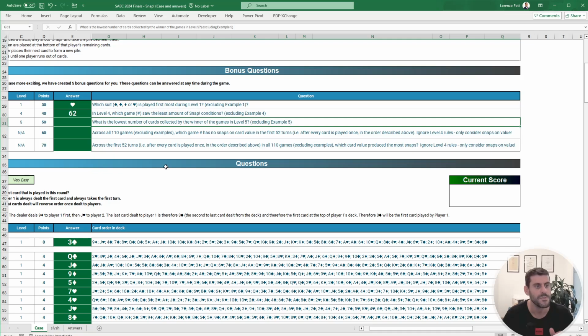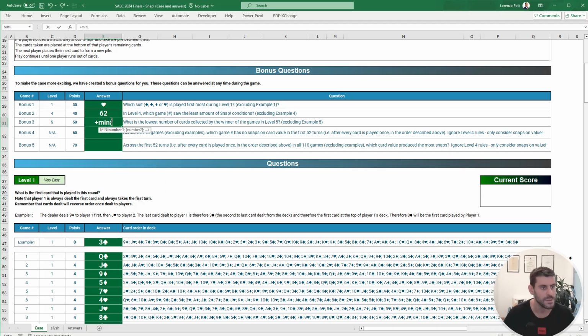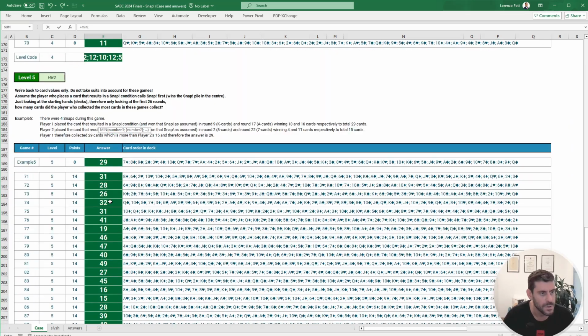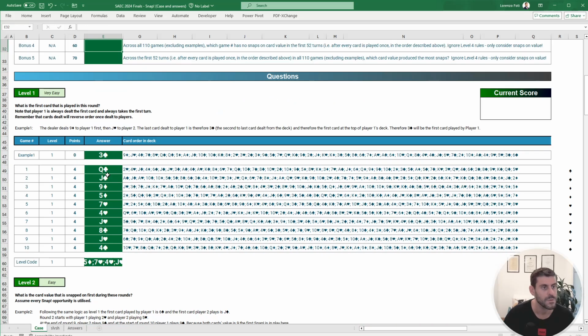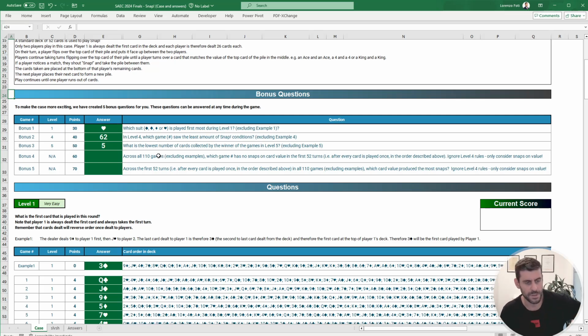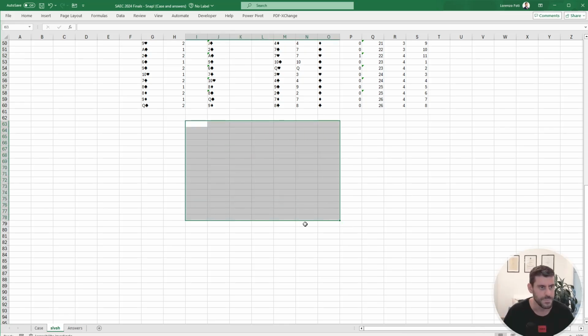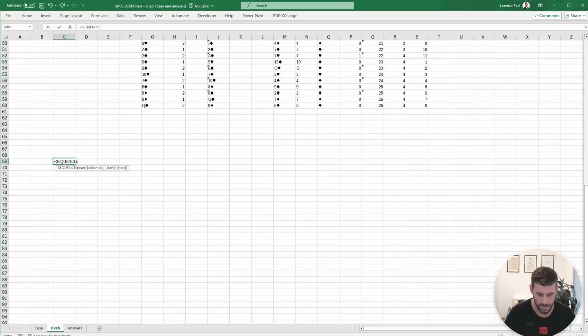It is the lowest number of cards collected by the winner in the games in level 5. So it's a MIN. Across all 110 games, which game number has no snaps on card value in the first 52 turns? 110 games.